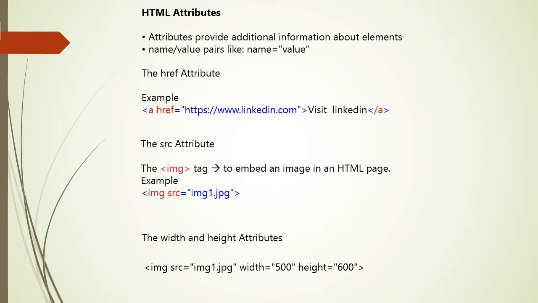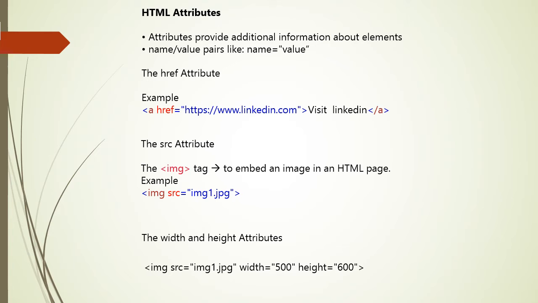What are HTML attributes? All HTML elements can have attributes. They provide additional information about the elements. They are always specified in the start tag. Attributes usually come in name-value pairs like name="value". For example, consider various attributes.